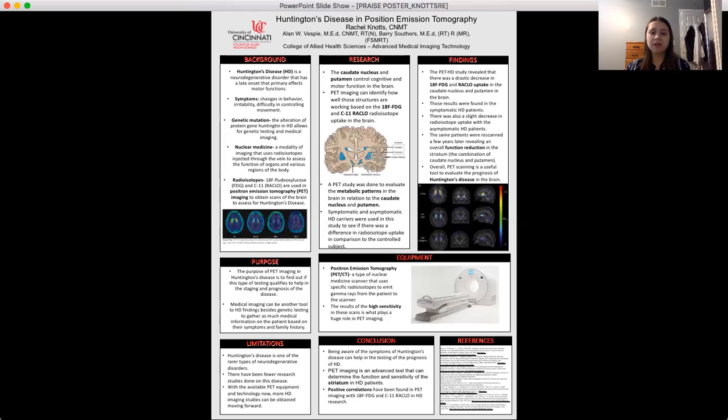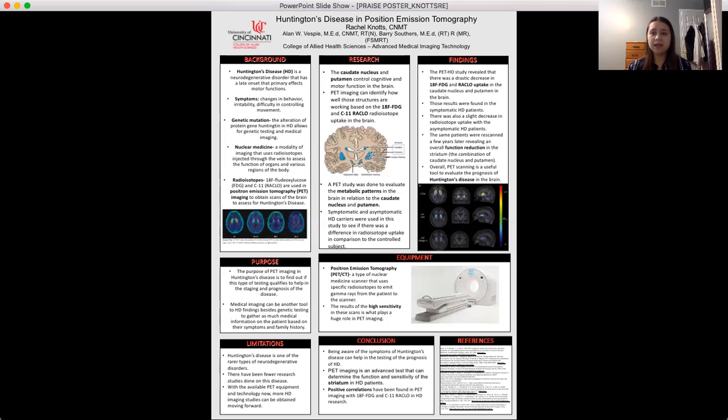And the high sensitivity of the scanner is what plays a huge role in PET imaging. So while you might not be able to see the actual structure super well, you might not be able to see the anatomy well, it might not be a specific finding, but it is very sensitive in determining if there is a decrease in the working of the function in the body. And that is what makes PET imaging so vital and important in this modality.